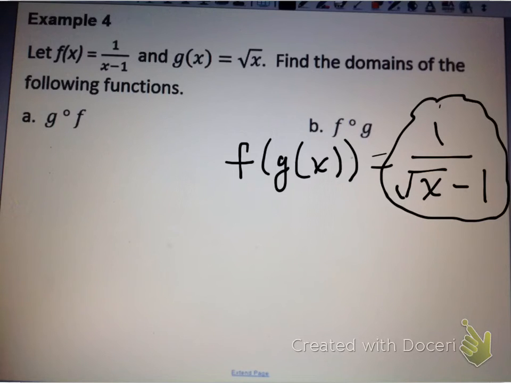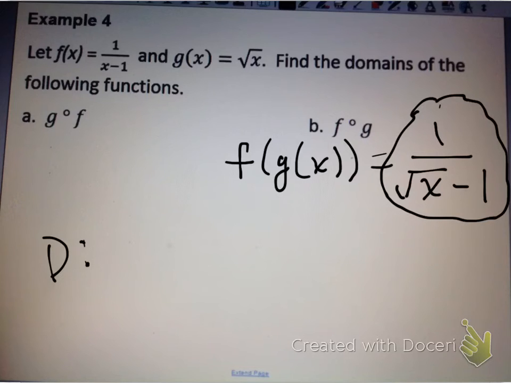So at this step here, you would want to find the domain, and then after you found the domain, you would go ahead and simplify. So we don't have to worry about that in the last two that we did. But I wanted to point that out and make that clear. So what's the domain going to be?